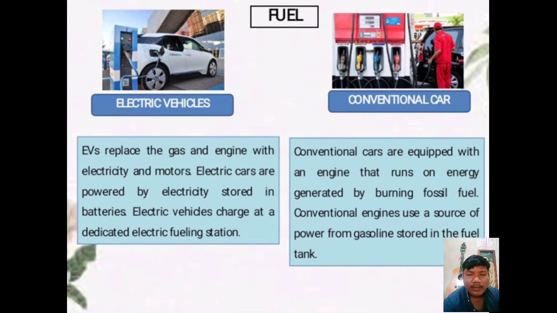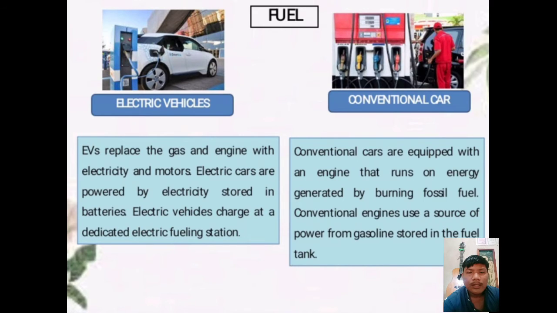Next slide is about the fuel. Electric vehicles replace the gas and engine with electricity and motors. Electric cars are powered by electricity stored in batteries. Electric vehicles charge at a dedicated electric fueling station. Currently, electricity is cheaper than gasoline, and charging at night can save consumers even more.